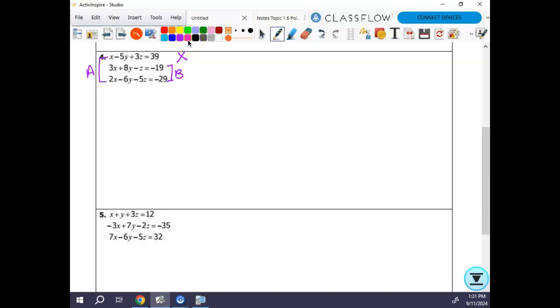All right, so we're going to start with A. Since we're eliminating X, what would I multiply the first equation by? -2. Okay, so I'm going to do that as I write it. That'll give me -2x plus 10y minus 6z equals -78. And this is my A.